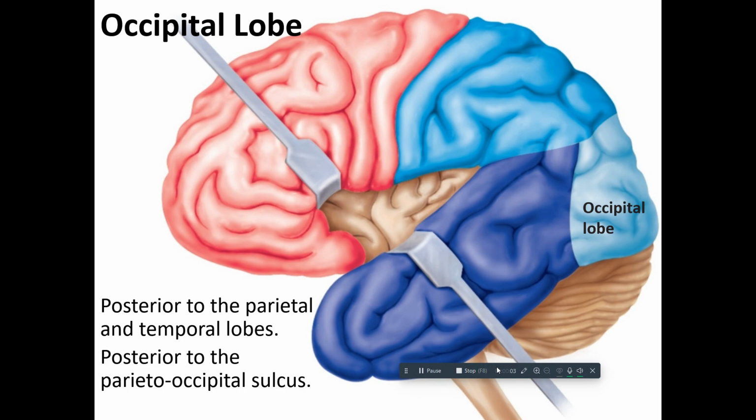Hey, what's up, everybody? We are going to begin our second video on the brain today. We're going to wrap up our lobes of the cerebrum, starting with the occipital lobe, light blue all the way in the back here, posterior to the parietal and temporal lobe. There is a parieto-occipital sulcus separating the parietal and occipital lobe as well.